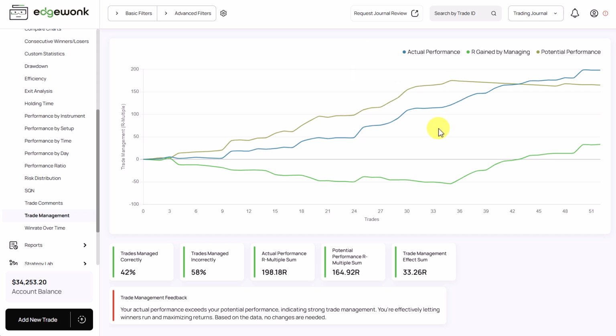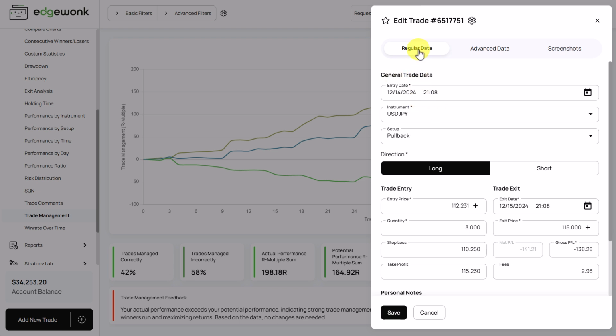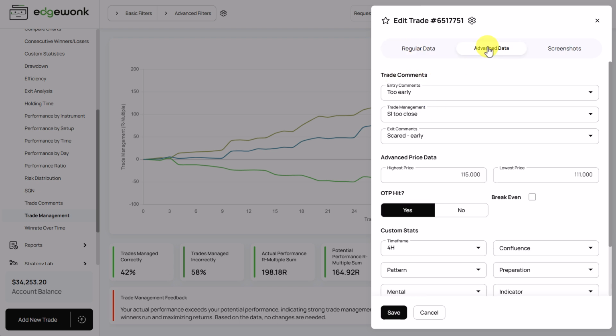But how do you actually unlock this graph? And it's surprisingly simple. However, there are a few tips that we can give you on how to get the right data. So when you are entering a trade and you go to the advanced trade data, here's this OTP hit field. And you just have to answer a yes or no question.